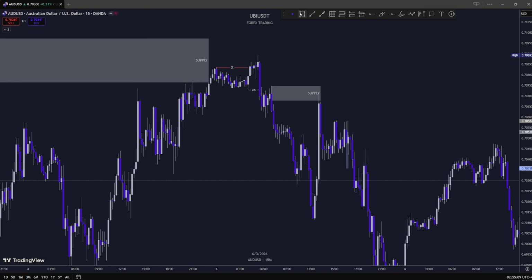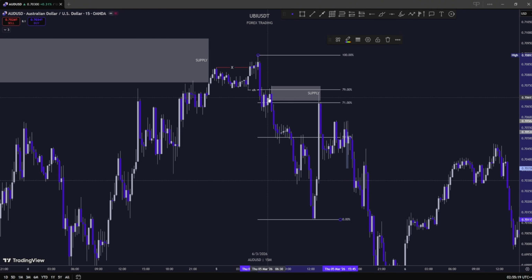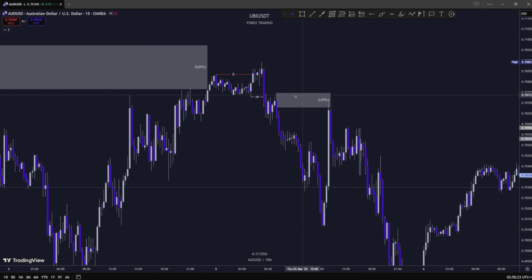Some of you will ask me why we entered from here, why we waited for here and not from here. Of course we are always using our Fibonacci. This supply zone sits very well in our 79, 71, and we also had a little bit of distribution consolidation and price dropped another time. So we have another breakout structure.